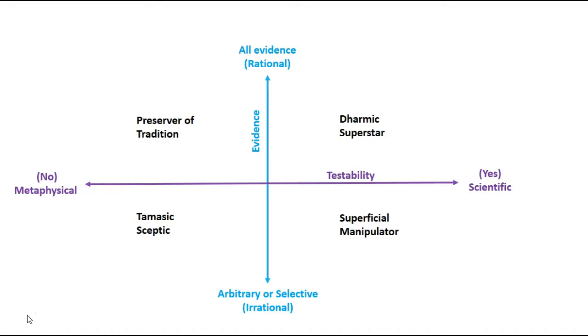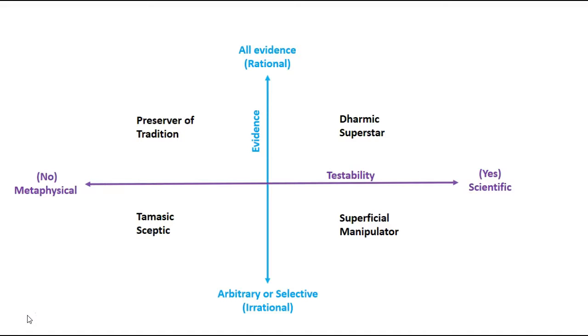If the evidence is testable, the effort lies on the right side of evidence. Now, what distinguishes between dharmic superstar and superficial manipulator is this. Dharmic superstar will take into account all the relevant evidence. He or she will test each piece of evidence and will note down the outcome.